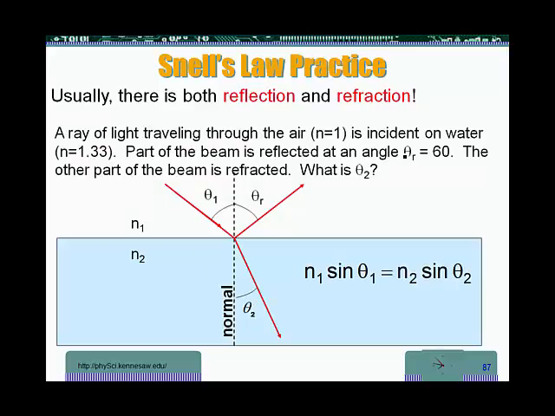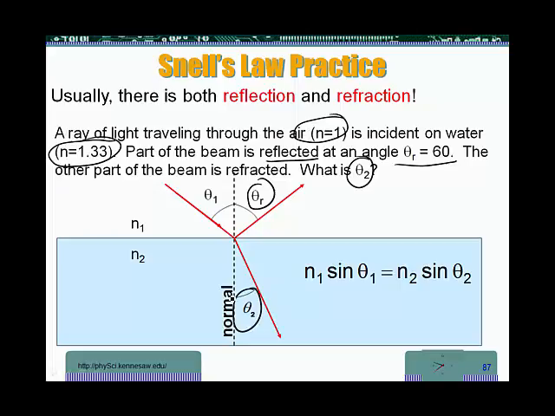Remember from the simulation I showed you earlier, usually there is both reflection and refraction, but at different intensities. Let's take this example. In this particular example, they're giving us the indices of refraction. They say light is going to move from air, where the index of refraction is 1, into water, where the index of refraction is 1.33. And they say that the beam is reflected at an angle of theta sub r equals 60 degrees. They are asking us, what is the refraction angle theta sub 2?